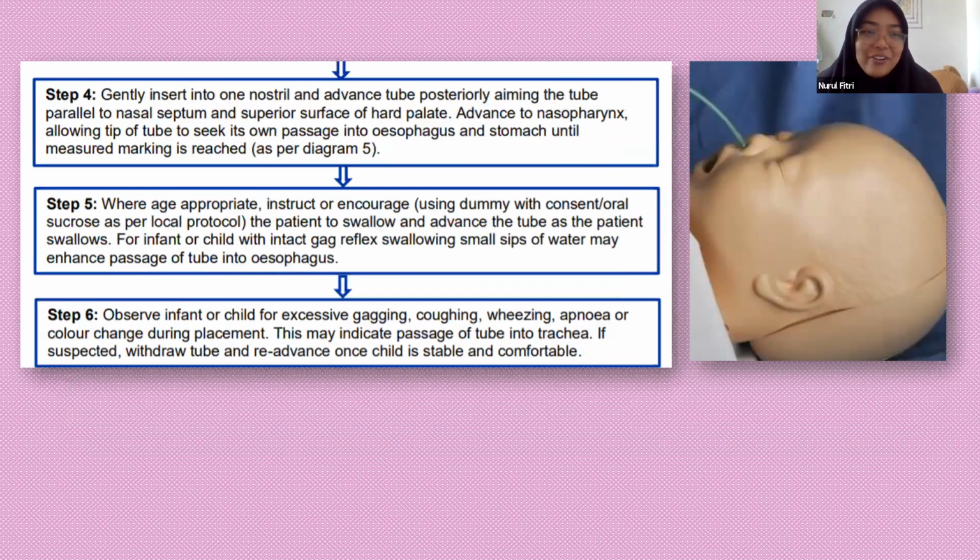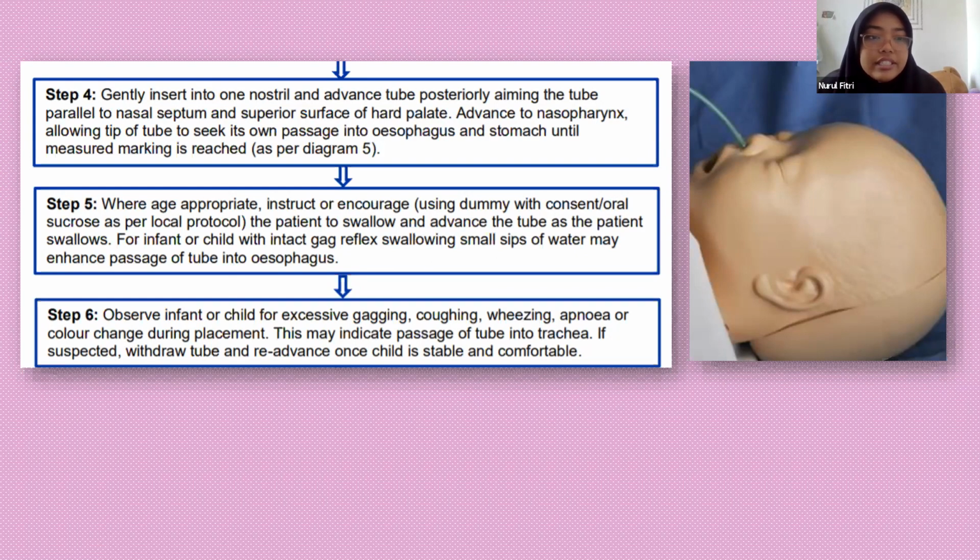Okay, for step 4, after we choose the best nostril, we gently insert the tube and advance it into the nasopharynx. Then we aim it parallel to the nasal septum and also the superior surface of the hard palate. When we advance the nasogastric tube gently, it will later follow its own passage into the esophagus and the stomach. We advance it until the measured length that we measured.